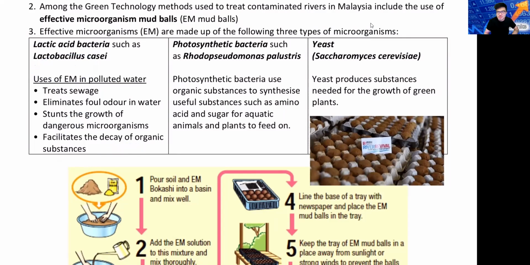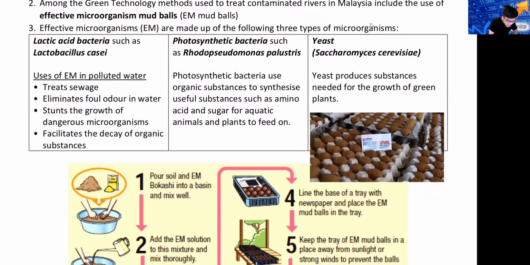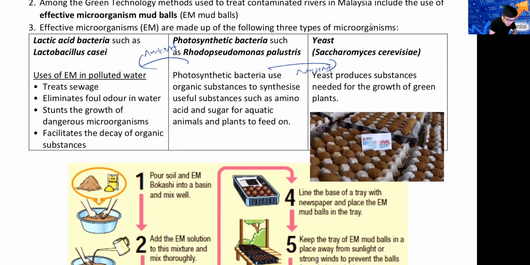Now we are using it to clean water. Isn't it amazing? So what is this? Photosynthetic bacteria, as the name says, they do photosynthesis to provide nutrients for these two. Can you see this is sort of like a mutualism relationship? You help me, I help you. When they decay organic substances, they will pass back the nutrients to them. You see, it's like a mutualism thing.